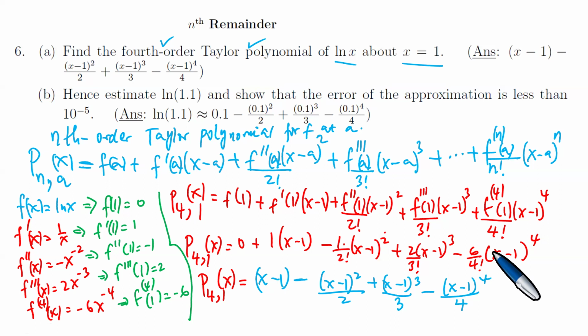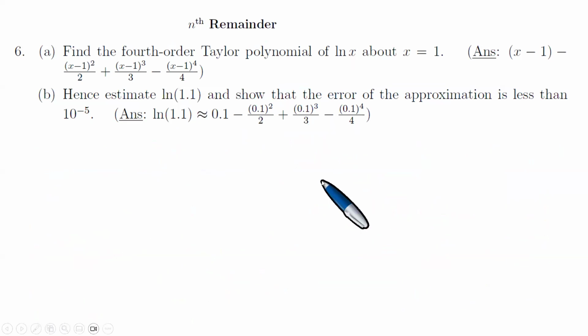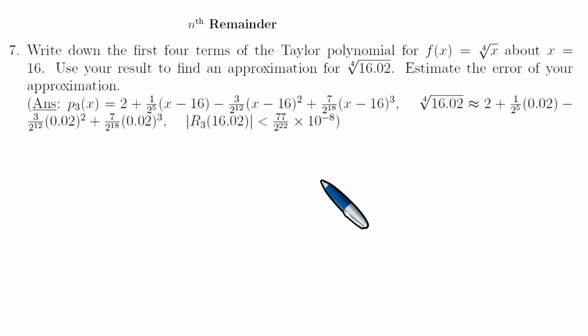So that is something that you need to take note of. Let us see if I can find other problems on the Taylor, and then we shall go back to 6b. Check 7. Write down the first 4 terms of the Taylor polynomial for this, and use your result to find an approximation for this. Okay, you can find the approximation, but we're practicing Taylor. Let's do Taylor for number 7. The answer is already there, which is this.